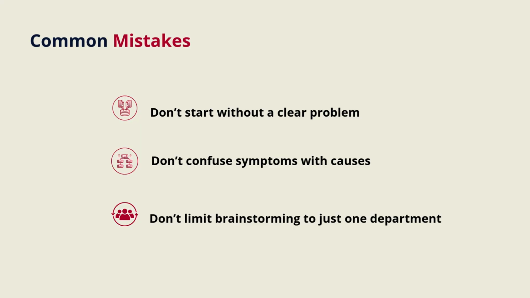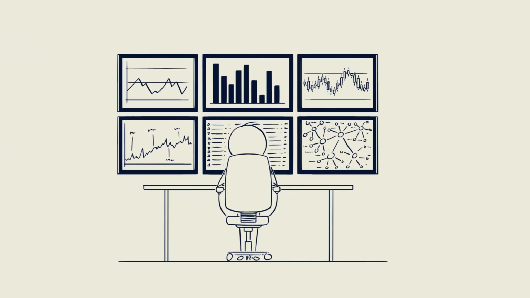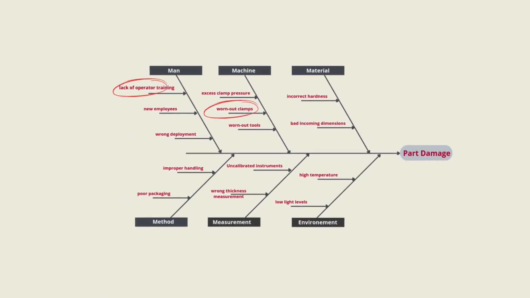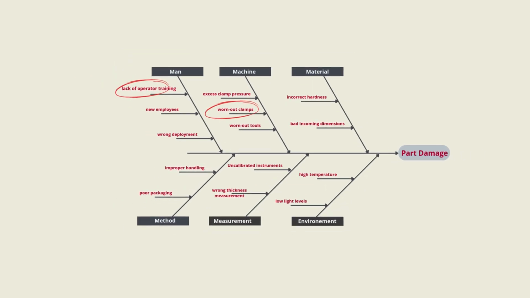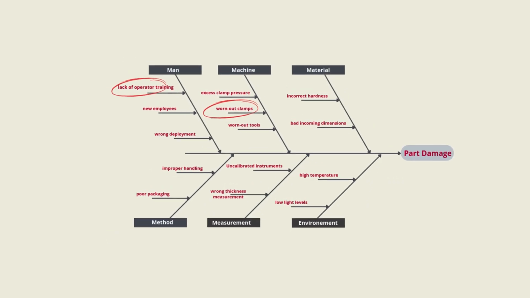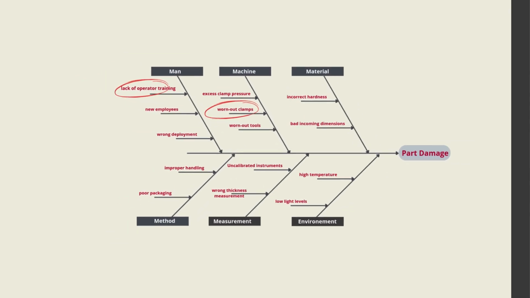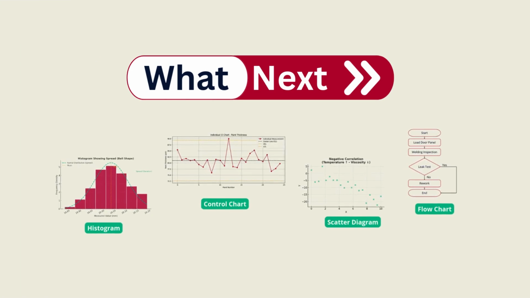And here are a few expert tips. Always use real data and observations, not opinions. You've just learned how to identify and visualize root causes using the cause and effect diagram, one of the most important QC tools for every quality engineer. In the next lesson, we'll explore all 7 QC tools in detail.